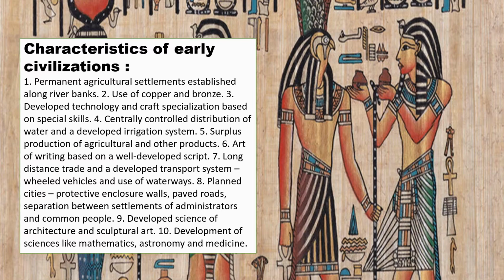Art of writing based on a well-developed script. Long distance trade and a developed transport system, wheeled vehicles and use of waterways. Planned cities with protective enclosure walls, paved roads, separation between settlements of administrators and common people. Developed science of architecture and sculpture art. Development of sciences like mathematics, astronomy, and medicine.